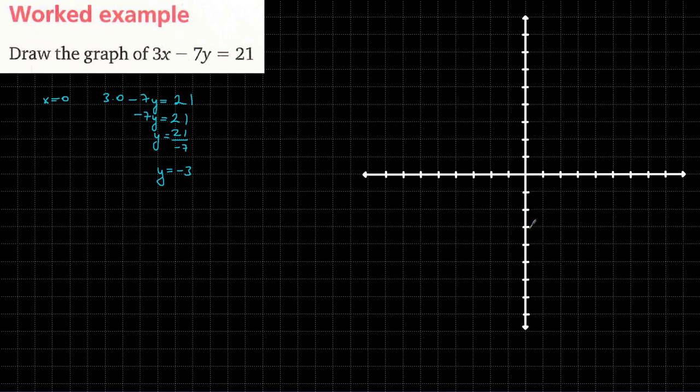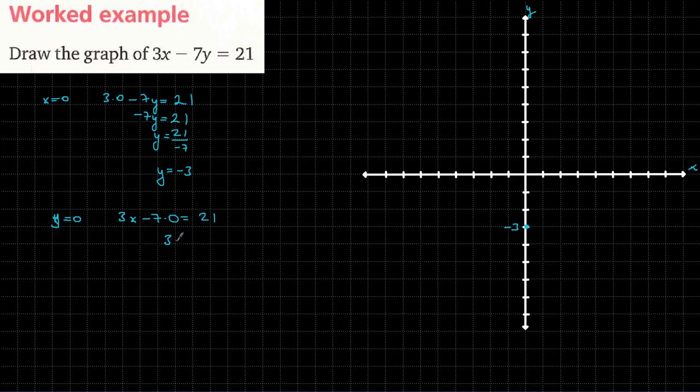Minus 1, minus 2, minus 3, this is the y-axis. If you remember, this is the y-axis, this is the x-axis, and here it is minus 3. The second one, if y is equal to 0, 3 times x minus 7 times 0 is equal to 21. Again, 7 times 0 is going to be 0, so 3x is equal to 21.